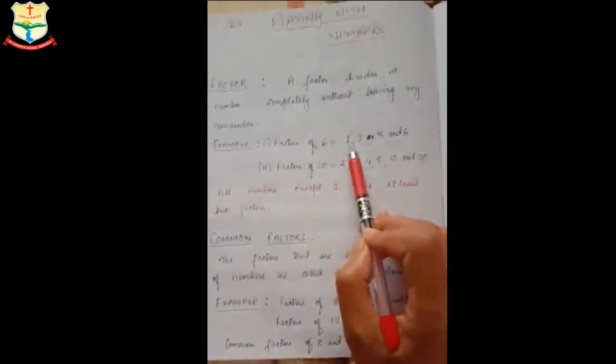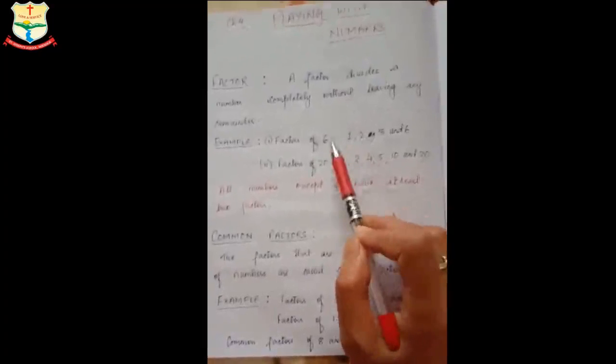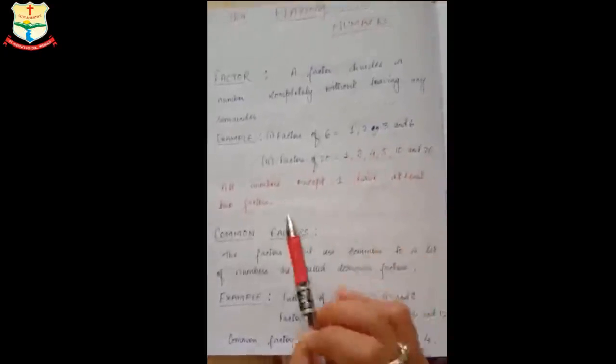Factors of 6. 1 is always a factor of 6. 1 will divide 6. 2 will completely divide 6. 3 can divide 6, and 6. So 1, 2, 3 and 6 are the factors of 6.